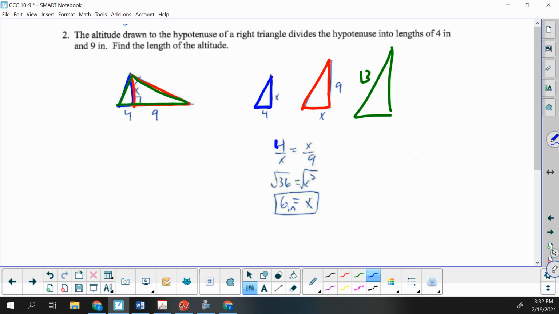So it's 4 in the blue matches x in the red. And that's equal to x in the blue over 9 in the red. And when you cross multiply and solve, you get 6 inches. Make sure you have your units on it because they gave us units in the question.